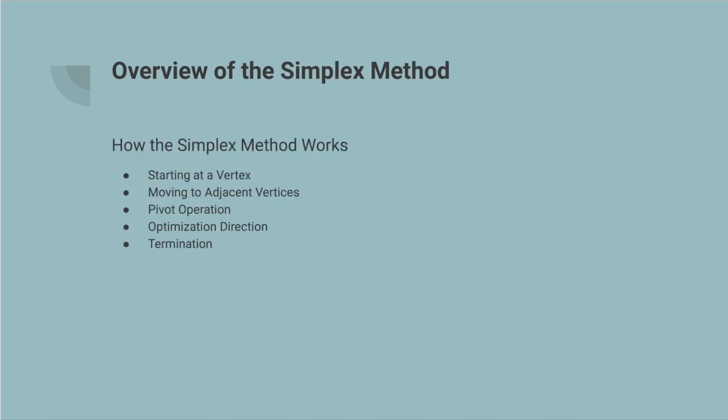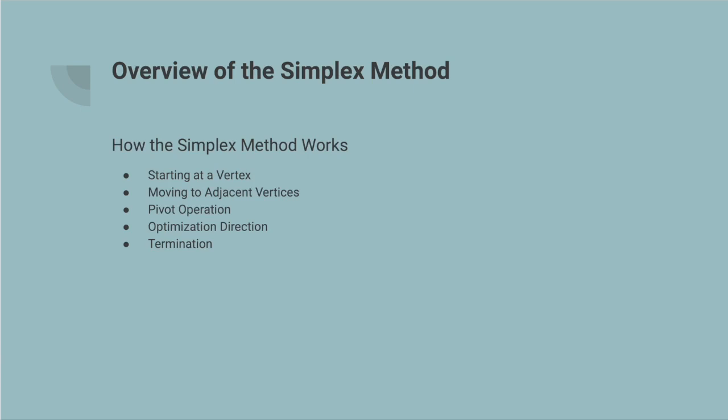So how does the simplex method work? The method begins at the vertex of a feasible region. This could be the origin or another point. And then the method moves from one vertex to another adjacent vertex. At each step, it evaluates whether the move will improve the value of the objective function. The pivot operation is the process of moving from one vertex to the next. It involves choosing which variable to increase and which to decrease.